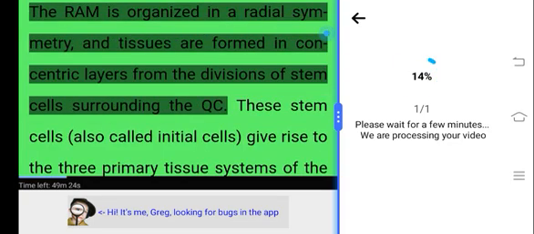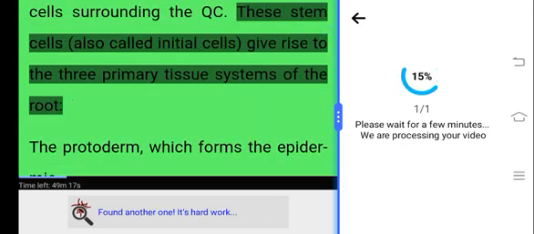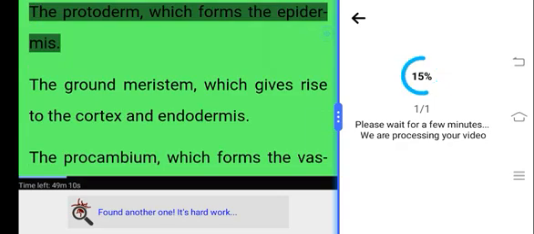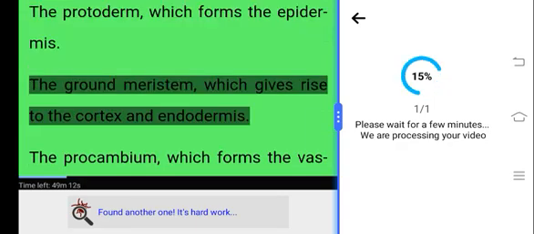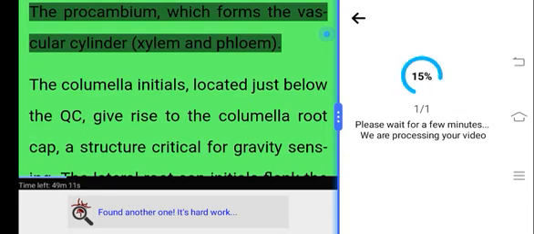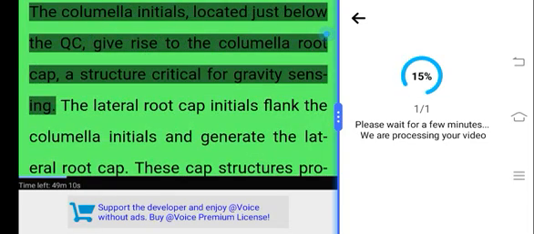Ablation of the QC or loss of WOX5 expression causes premature differentiation of root stem cells, showing the central regulatory role of the QC. The RAM is organized in a radial symmetry, and tissues are formed in concentric layers from the divisions of stem cells surrounding the QC. These stem cells, also called initial cells, give rise to the three primary tissue systems of the root. The protoderm, which forms the epidermis. The ground meristem, which gives rise to the cortex and endodermis. The procambium, which forms the vascular cylinder, xylem and phloem.